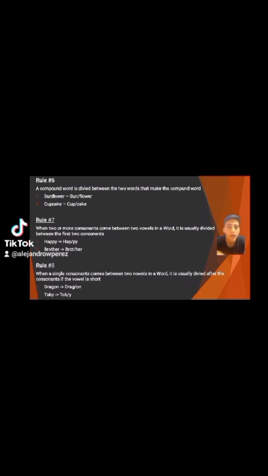Rule number 6. A compound word is divided between the 2 words that make up the compound word. For example, we have sunflower. We divide, we split the word, sun and flower. The compound word, sunflower. Cupcake. Cupcake is a compound word.